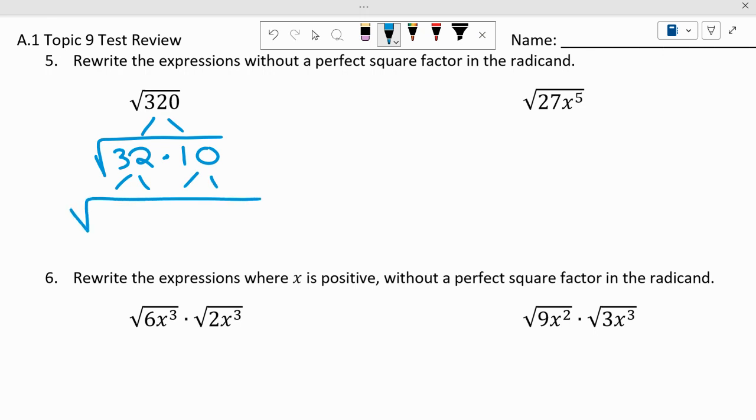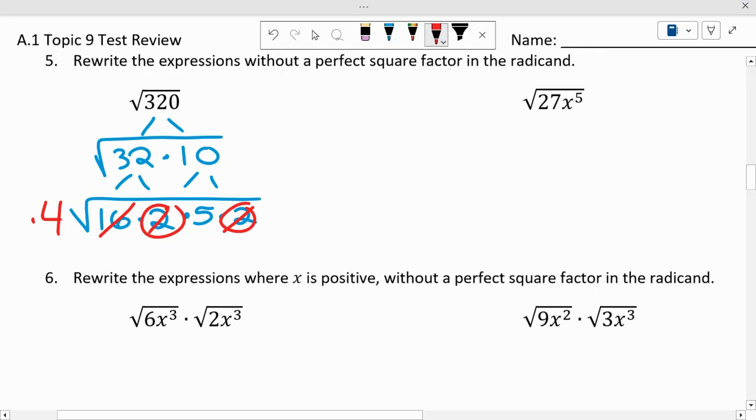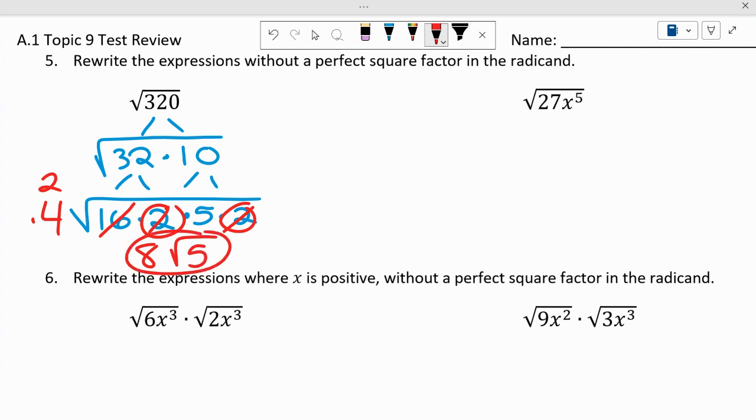2 numbers that multiply to 32. 16 times 2. 2 numbers that multiply to 10. 5 and 2. 16 is a perfect square. The square root of 16 is 4. I have a pair of 2's. I'm going to take out a 2. 5 is not a perfect square. Doesn't match. So I'm going to multiply the 2 and the 4 back together. That gets me 8. And then with a radical of 5. Remember, different methods, but you should get the same answer.